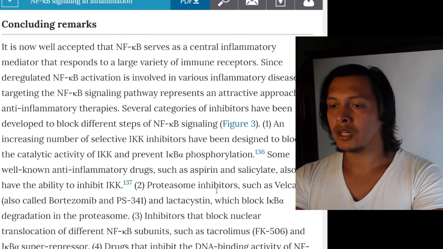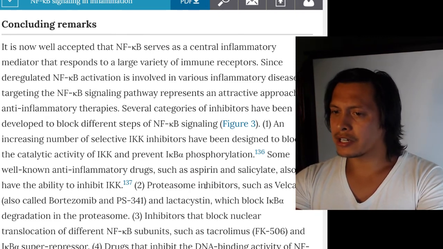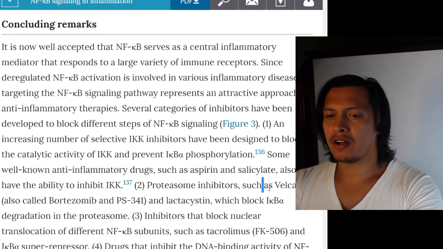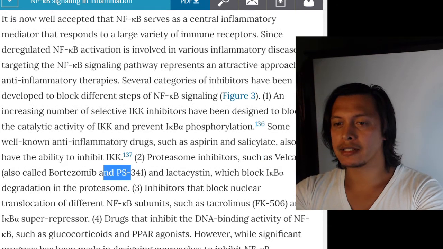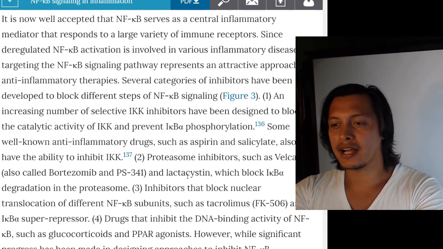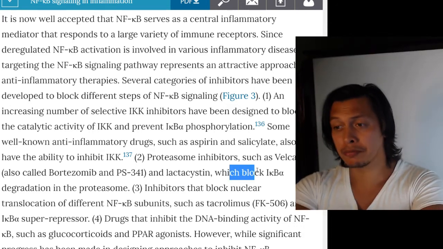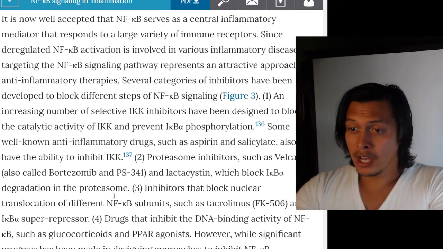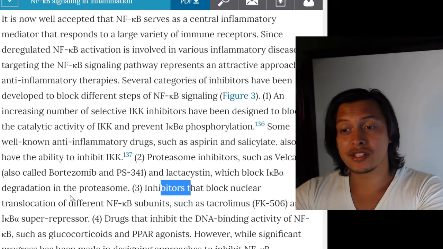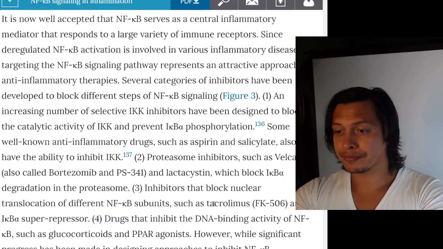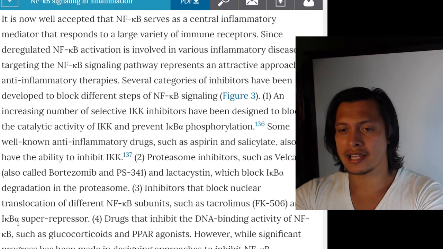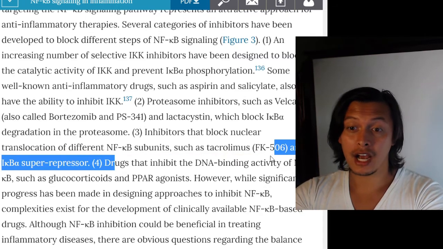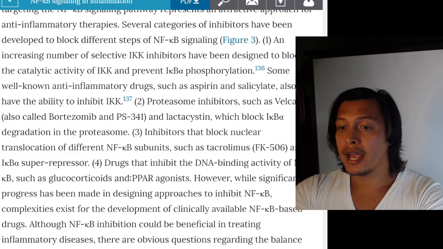Interesting. So yeah, that is really interesting. Proteasome inhibitors such as Velcade, also known as bortezomib, and PS341, and lactacystin, block I-kappa B alpha degradation in the proteasome. We also have inhibitors that block nuclear translocation of different NF-kappa B subunits, such as tacrolimus and I-kappa B alpha superrepressor. We have drugs that inhibit DNA binding activity of nuclear factor kappa B, such as the glucocorticoids and PPAR agonists.